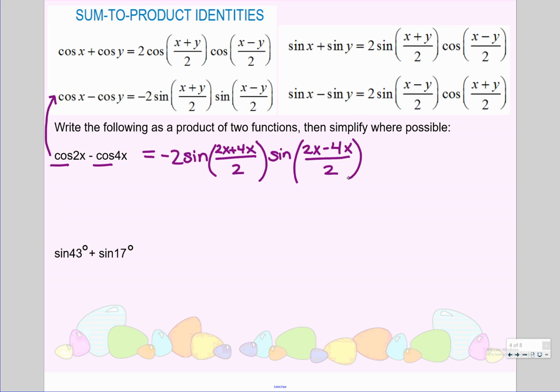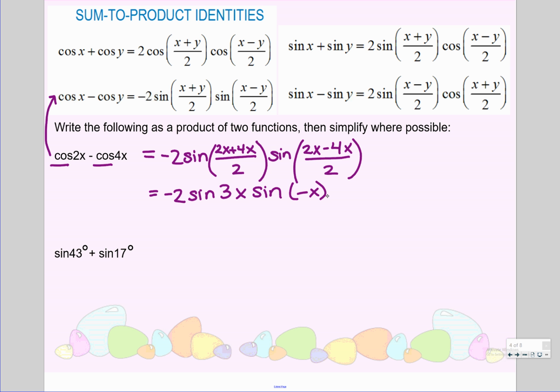And then we simplify as much as we can. So 2x plus 4x over 2, what does that give me? Well, 2x plus 4x gives you 6x, divided by 2 is 3x. And then 2x minus 4x gives me -2x, divided by 2 is -x.